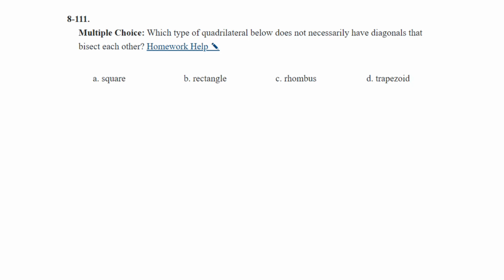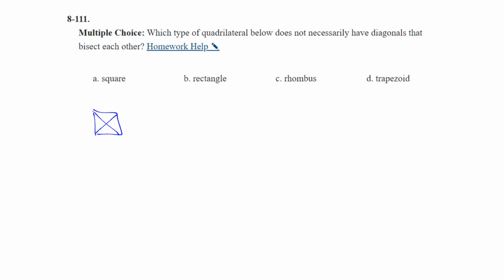Question 111, multiple choice. Which type of quadrilateral does not necessarily have diagonals that bisect each other? So we're looking at a square, a rectangle, a rhombus, and we have a trapezoid here. So you might need to go back to your math notes to take a look at some of these if you don't remember. Or sometimes if you can just picture what the shape is going to look like, maybe you can tell, okay, will those bisect each other?